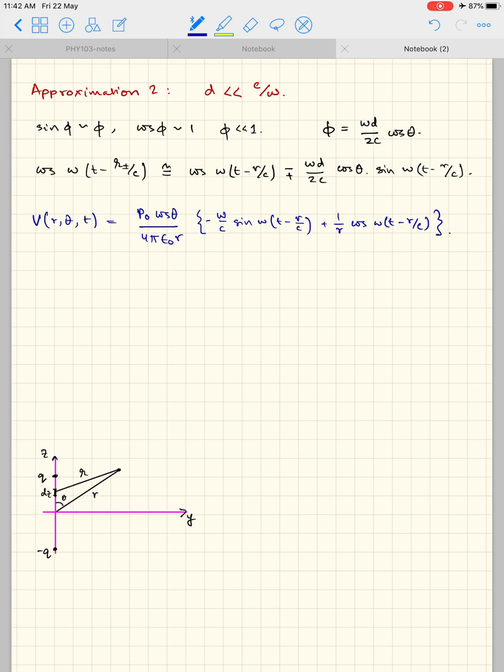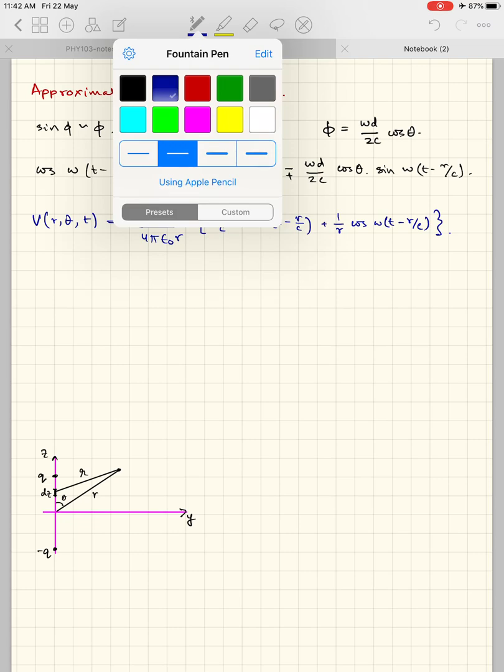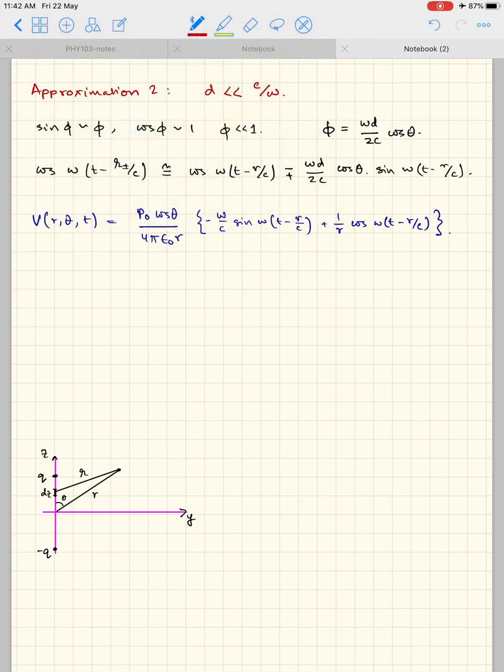So now this. One quick thing to check is that if you look at the static limit of omega going to 0, then you just recover V of r, if you wish, which is just equal to p naught cos theta by 4 pi epsilon naught r squared. Okay, so you just recover the old formula.